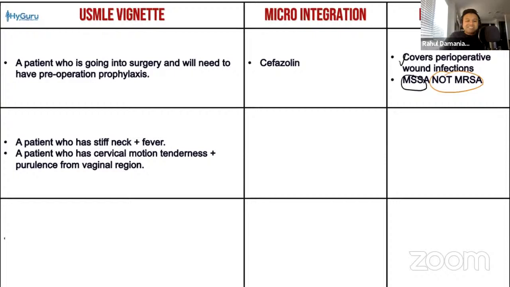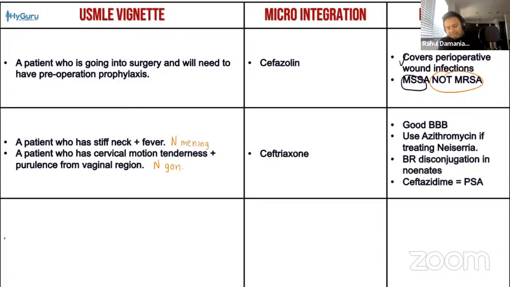A patient who has stiff neck plus fever, or a patient who has cervical motion tenderness or purulence from the vaginal region, you're going to be thinking about ceftriaxone, because in this case, ceftriaxone covers Neisseria meningitidis. It also covers what else? Strep pneumo that causes your meningitis. And then this one is going to be your Neisseria gonorrhea, in which you are going to be thinking of pelvic inflammatory disease. So the key point here is that ceftriaxone is good for the blood-brain barrier.